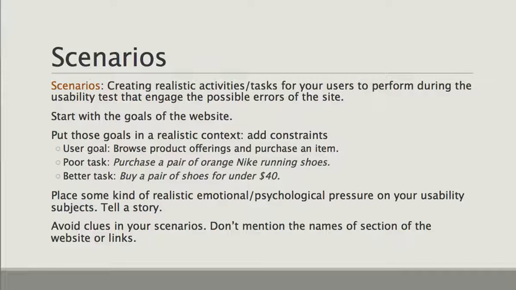And you want to place some kind of realistic emotional or psychological pressure on your usability subjects by telling a story. As you do this, you're going to avoid clues in your scenario. So you don't want to mention the names of the sections of the website or links. They need to find those. That's what you're testing. When we say emotional or psychological pressure, that doesn't mean that you're doing something that creates stress, right? You're creating a scenario where they have some kind of constraints to work within.